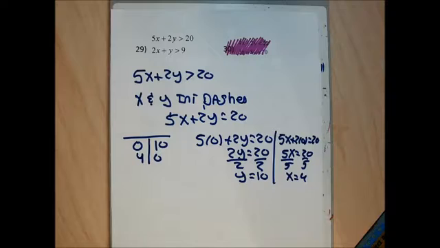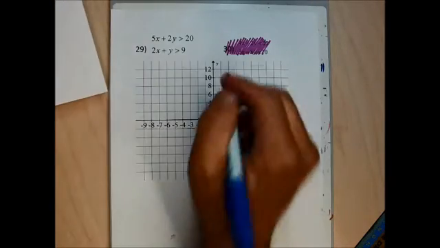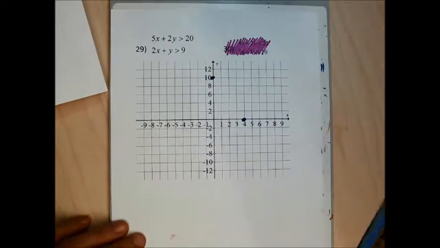So I'm going to do a dashed line going through (0, 10) and (4, 0) for the top line. So (0, 10), got it. (4, 0), got it. Dashed line.